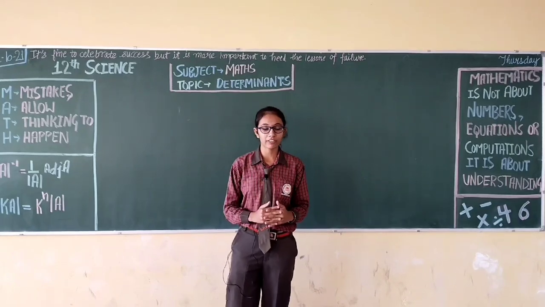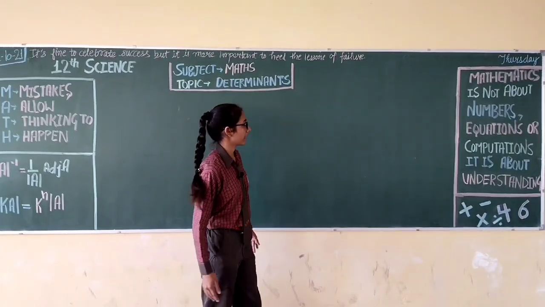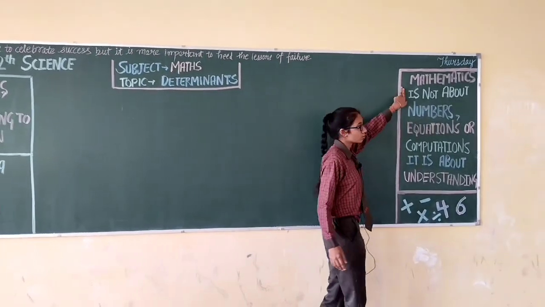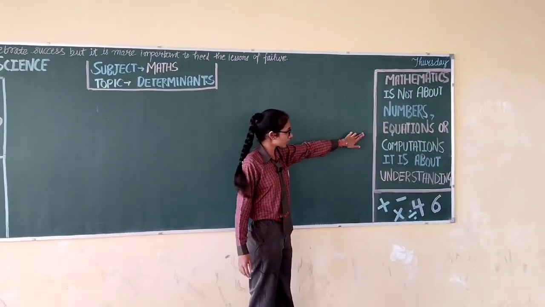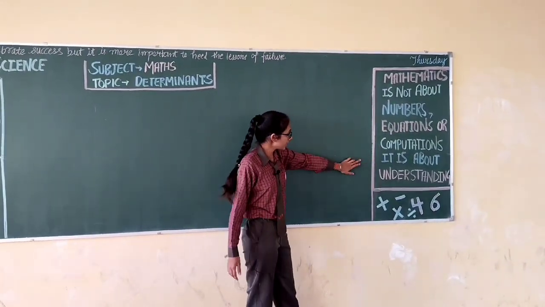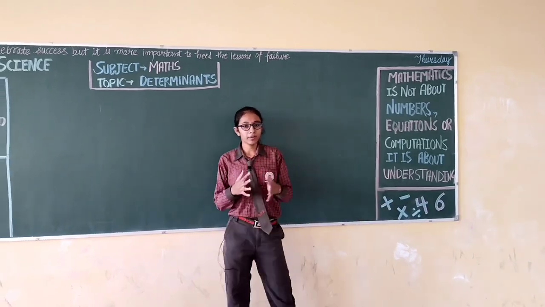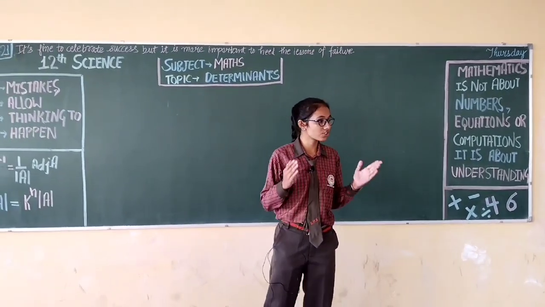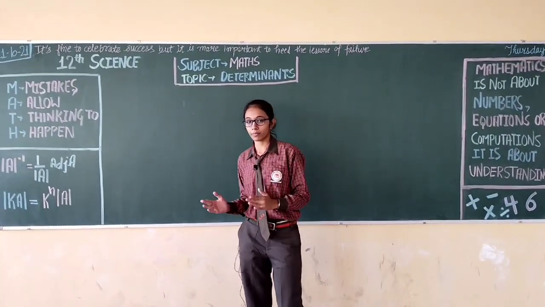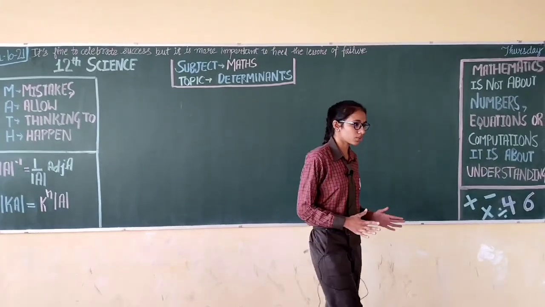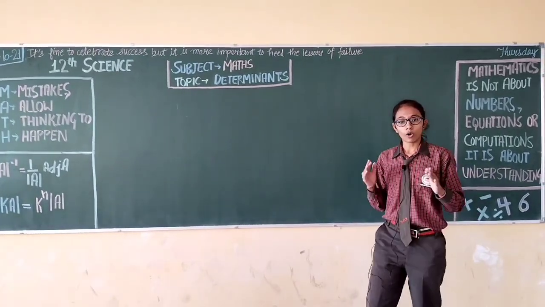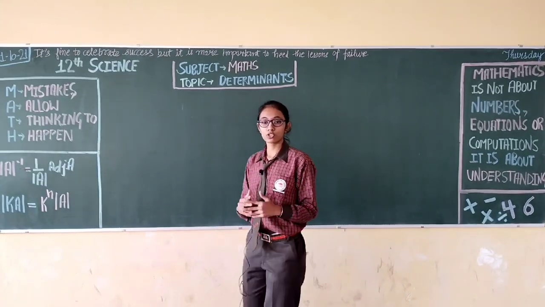Before starting our topic, we should know what mathematics is. Mathematics is not about numbers, equations or computations. It is about understanding. It means that everything around us is just mathematics in the form of numbers. In this world, nothing is possible without mathematics. The only way to learn mathematics is to do mathematics.